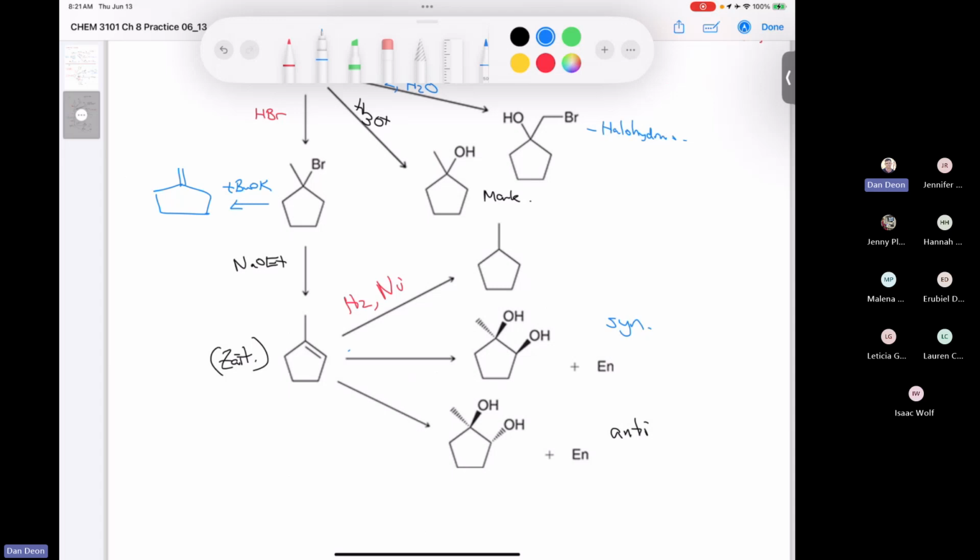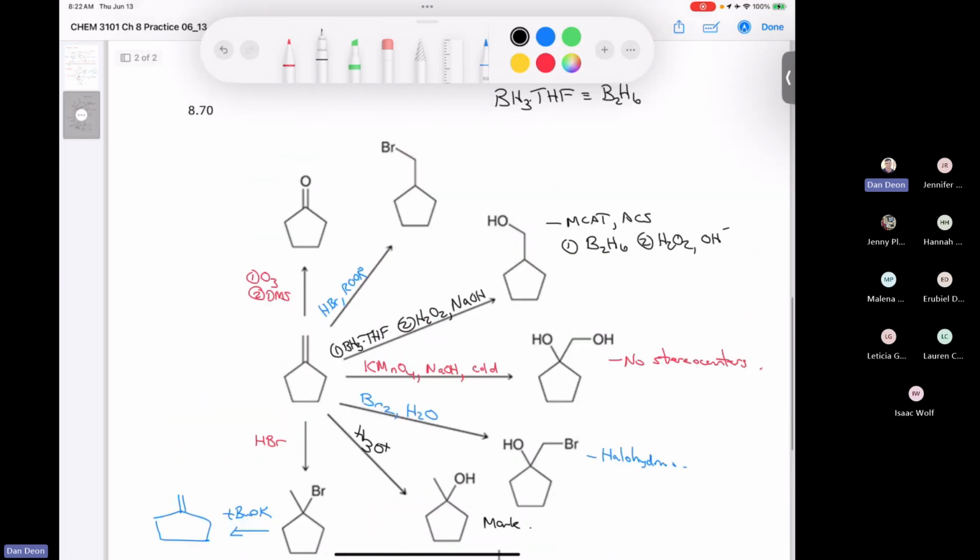Okay, so for syn dihydroxylation, why don't we use osmium? So we'll put a catalytic amount of osmium, so OsO4. I like to write catalytic. It's not always put that way in the textbook. And then NMO, which is your co-oxidant. Whereas if you want to do an anti-dihydroxylation, that's a two-step procedure. So first step is MCPBA, or some kind of peroxy acid. And the second step is H3O plus, like that.